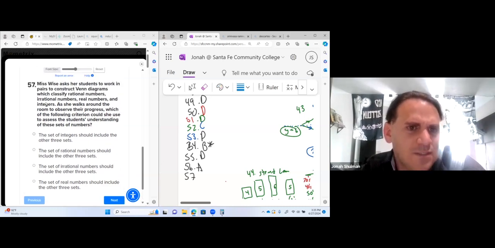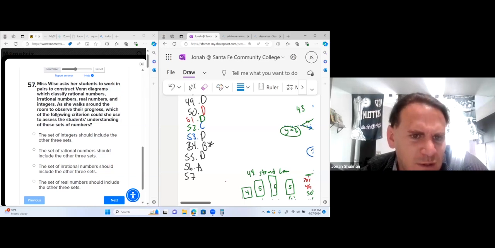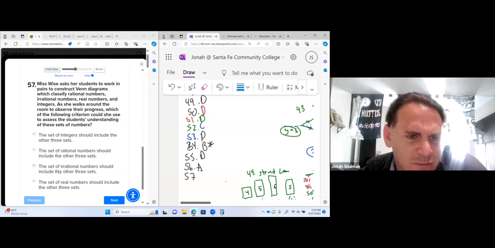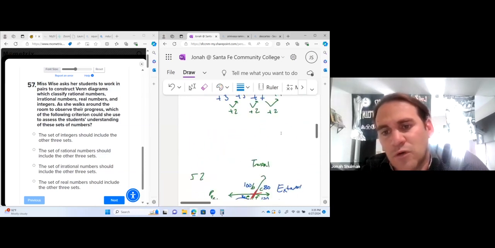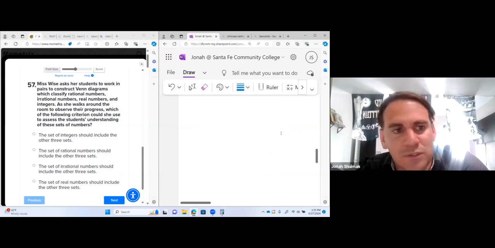Ms. Wise asked her students to, in pairs, construct the diagrams which classify rational, irrational, real, and integers. As she walks around the room to observe their progress, which of the following criteria should she use to understand this understanding? The integer should include all 3 sets. Set of rational numbers should include the other 3 sets. Irrational numbers. Okay, so these are the types of numbers. This is one of the first things we're going to go over, different types of numbers. I might as well tell you what they all are now.